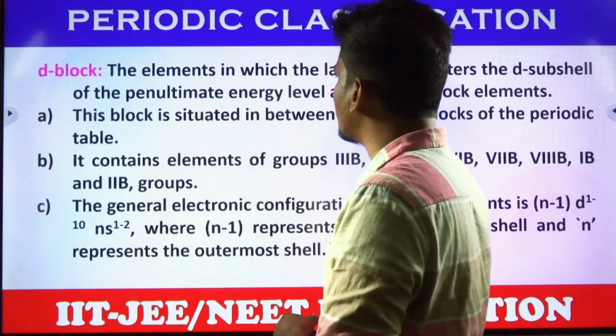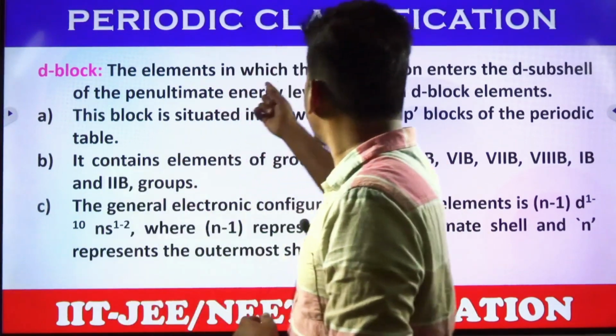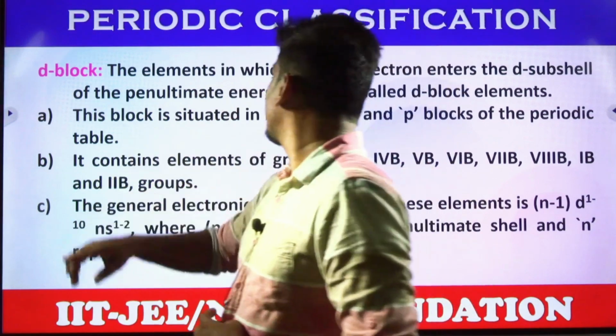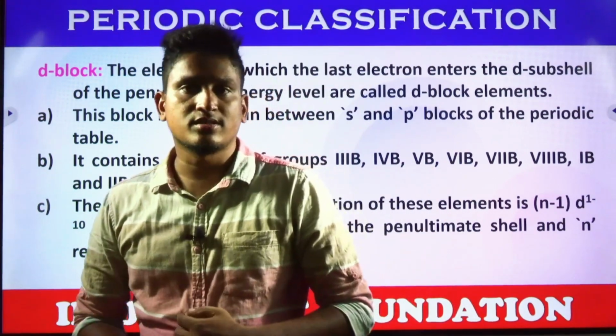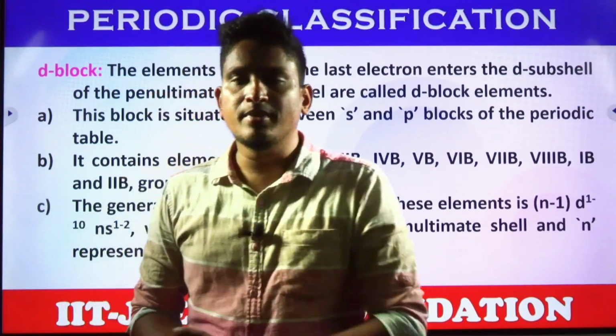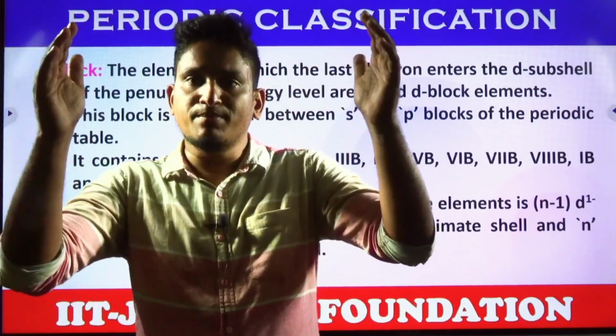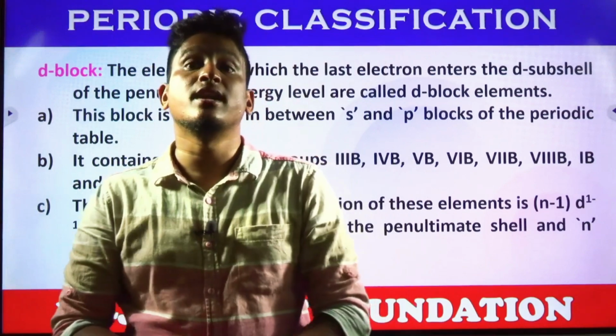Next, D block elements. So what are D block elements? The elements in which the last electrons enter the D subshell of the penultimate energy level. Shells are also called energy levels. What is this penultimate? The last shell is called the valence shell. The shell before the last shell is called the penultimate shell.